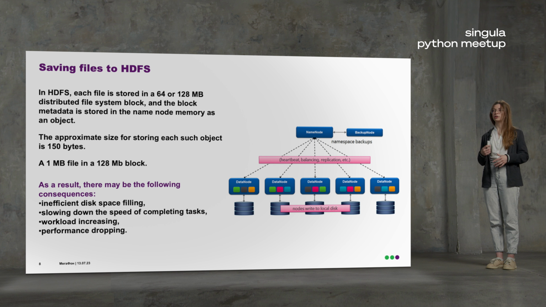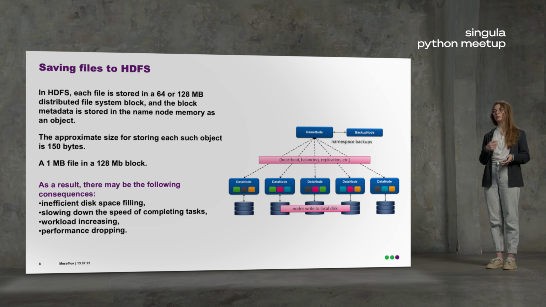Now let's talk about working with cluster memory. In distributed computing, data in memory is divided into partitions, which are saved as files to the cluster disk space. And it is very important to monitor this saving. In HDFS, each file is stored in 64 or 128 megabyte distributed file system blocks. The approximate size for storing each such object is 150 bytes. That is, a file with a size of 1 megabyte is stored with a block size of 128 megabytes.